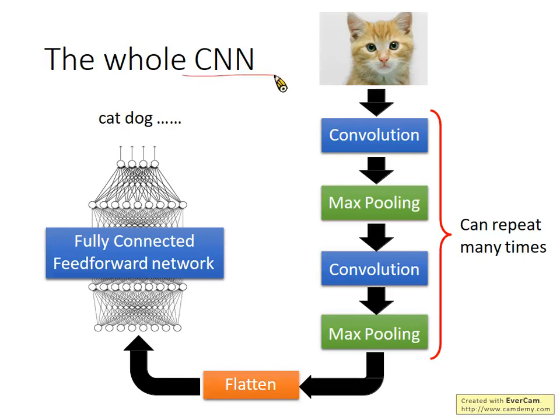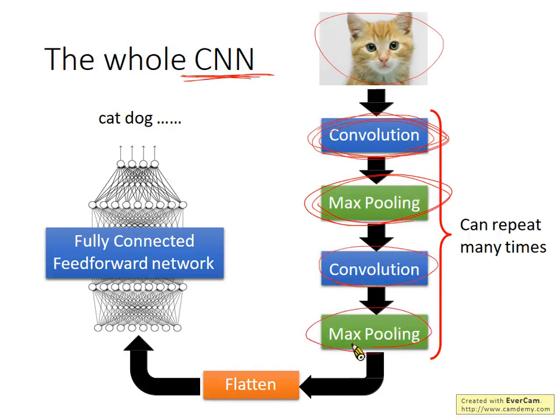So the whole idea of the convolutional neural network is this: given an image, we can do convolution. Convolution is a quite common operation in signal processing, and we will go into the details of convolution later. So we do convolution, and then we do max pooling. Max pooling is basically for subsampling. Then we can do the same thing several times: convolution again, then max pooling, and repeat the same procedure several times.